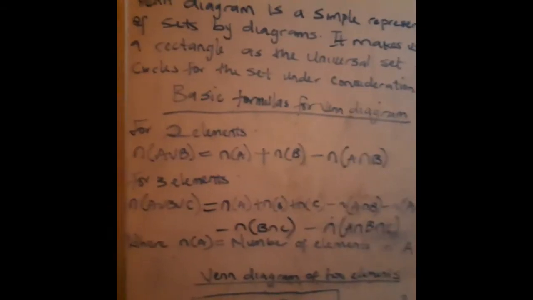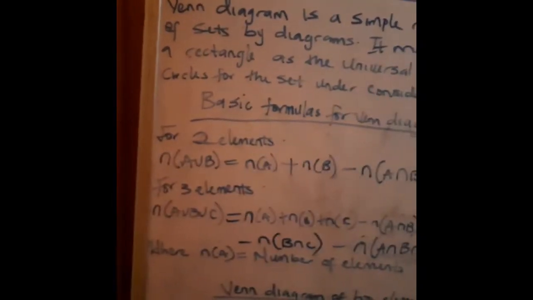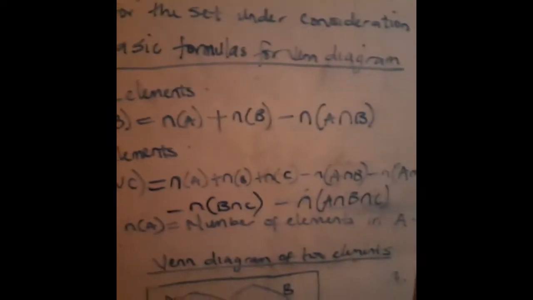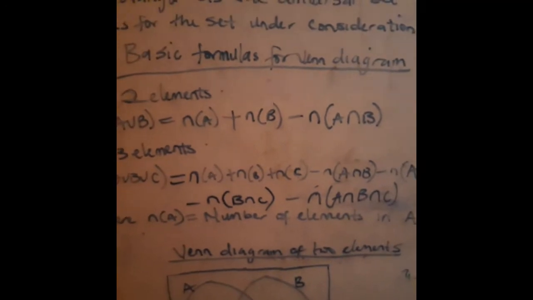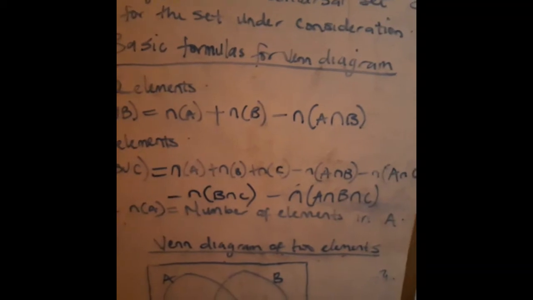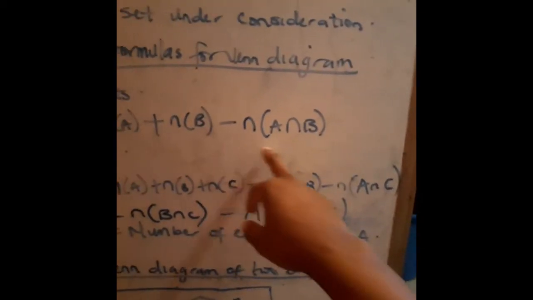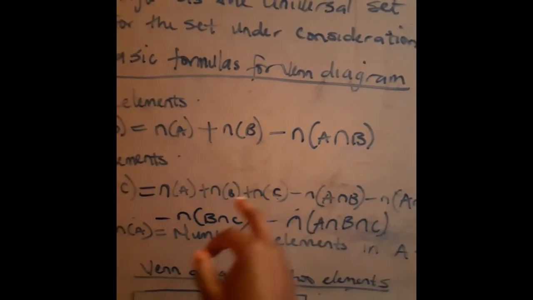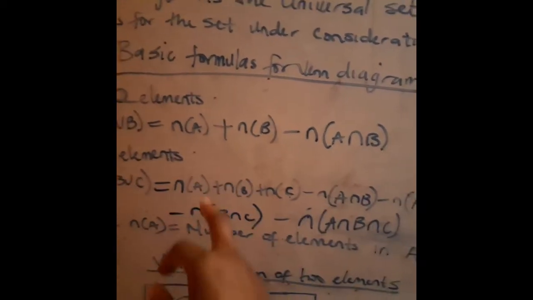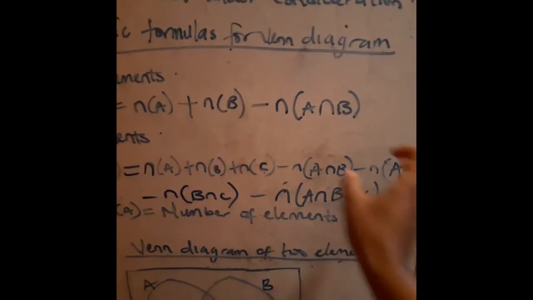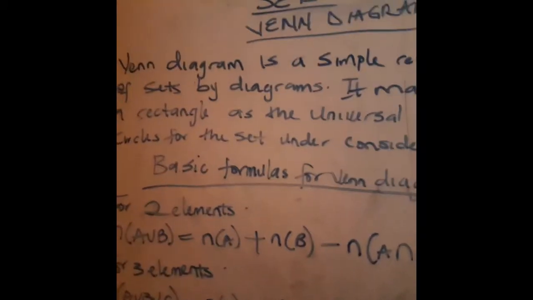Okay, so we have one for 3 sets also. This is when we have A, B and C. So the number of A union B union C equals the number of A plus the number of B plus the number of C, minus the same thing we did here. We now start taking the intersection of the sets one by one. We took A intersection B, A intersection C, B intersection C, and we now took the intersection of all the sets. That's what we did here too.